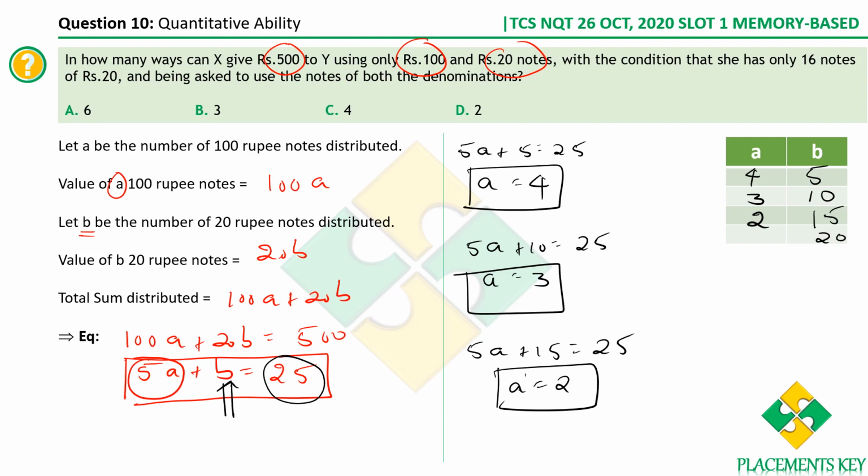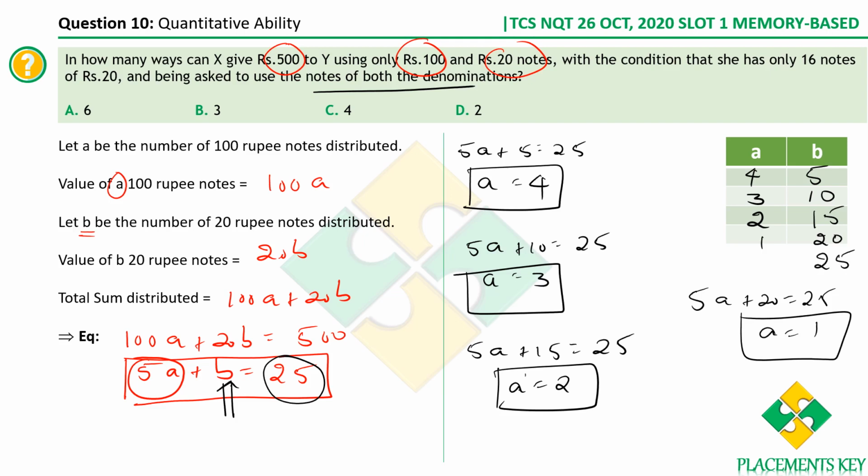You got the logic, right? The value of B has to be a multiple of 5, so we'll take that as an anchor, and from there we find the relevant A values. It can't be 0 because we'll have to use the notes of both the denominations. Therefore, we started with 5, 10, 15, then 20. If it is 20, we get 5A plus 20 is equal to 25, so the value of A is 1. Let's also take the next multiple of 5, which is 25. If this is 25, 5A plus 25 equal to 25, so A is equal to 0.